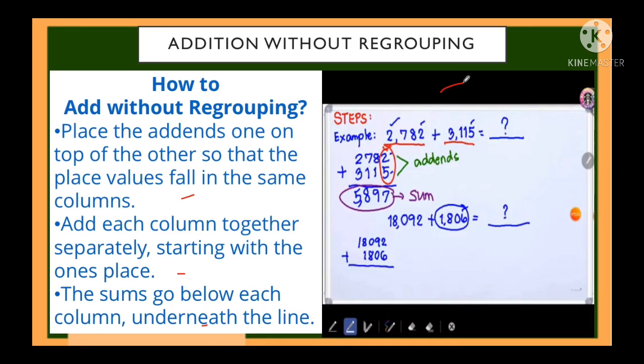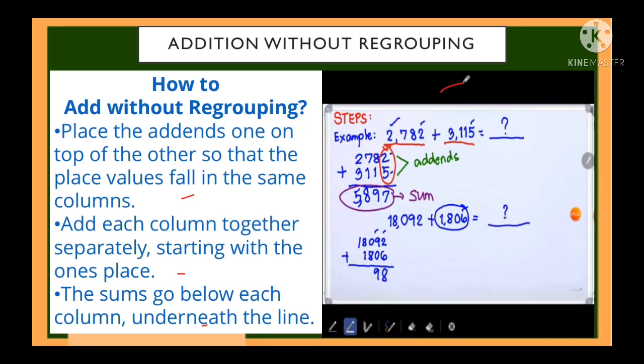What will be our second step? We need to add each column. We will start with the ones place. So what will be 2 plus 6? 2 plus 6, that will be 8. Good job. Next one, after ones we have tens place. So 9 plus 0. 9 plus 0, 9. Very good. And then 0 plus 8.